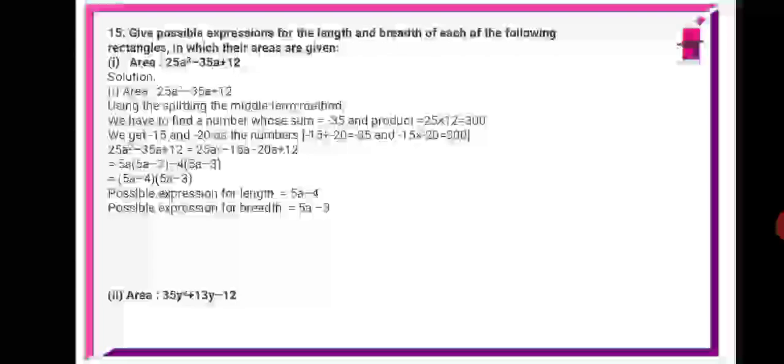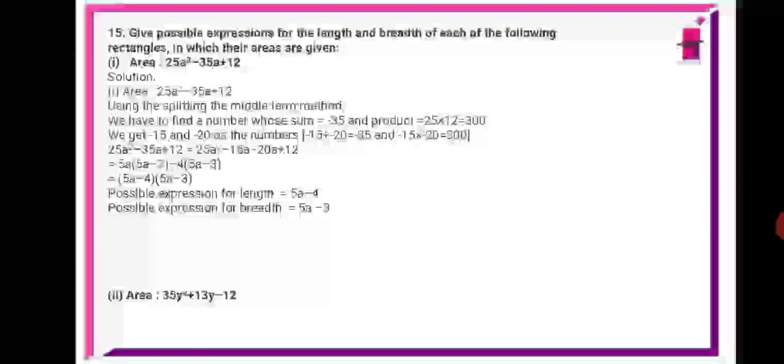Now 25 into 12 is 300 and the middle term is minus 35. So I can take minus 15 and minus 20 as the split of the middle term. So 25a square minus 15a minus 20a plus 12. If you take 5a common in the first two terms, you will get 5a minus 3, and taking minus 4 common in the second two terms, you will get 5a minus 3. So the product you get is 5a minus 4 into 5a minus 3. So the length will be one of the factors and the breadth will be the other. Any one you can take, vice versa.